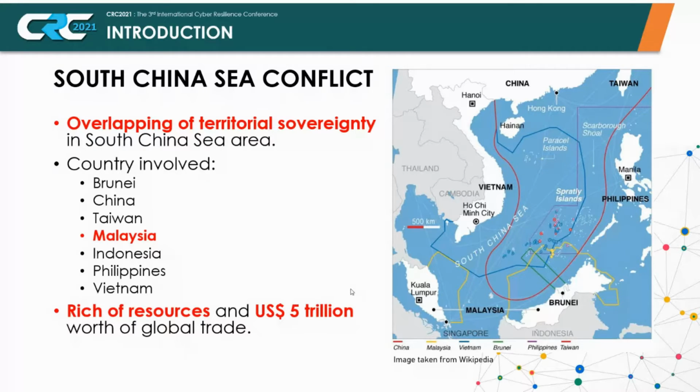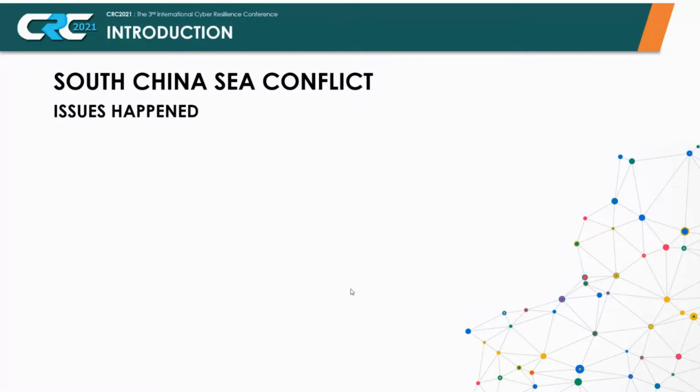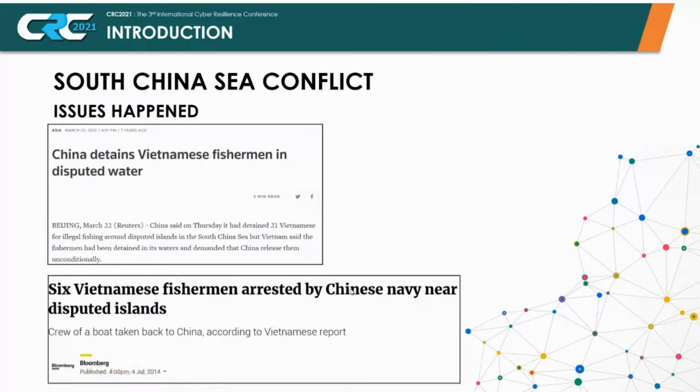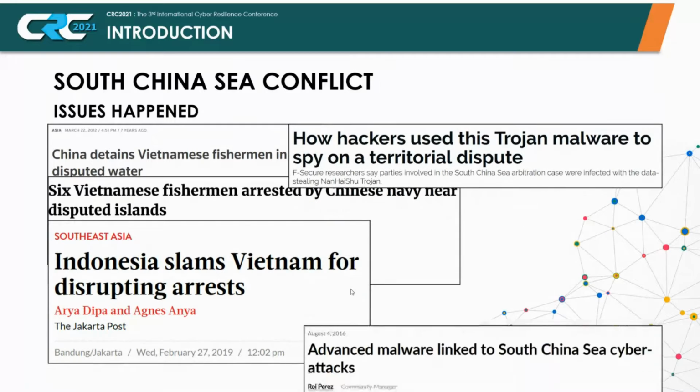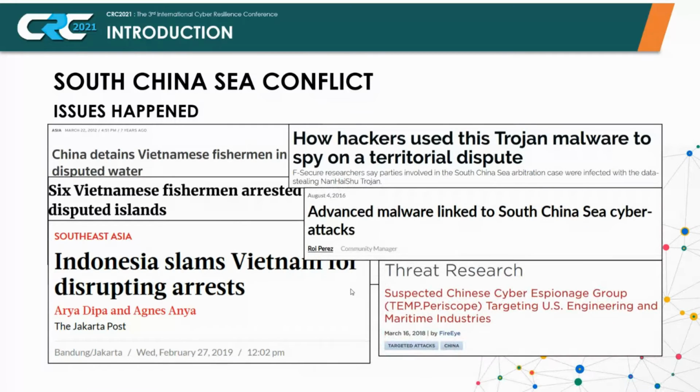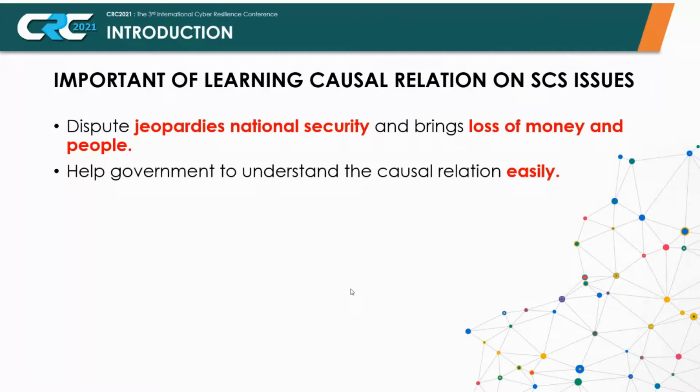It is also worth 5 trillion US dollars as it is a key commercial route where one-third of the world's shipping passes through. There are also some issues that happened in the South China Sea between China and Vietnam, and also Indonesia with Vietnam, and some cybersecurity issues such as Trojans and malware involved in the South China Sea cyber attack.